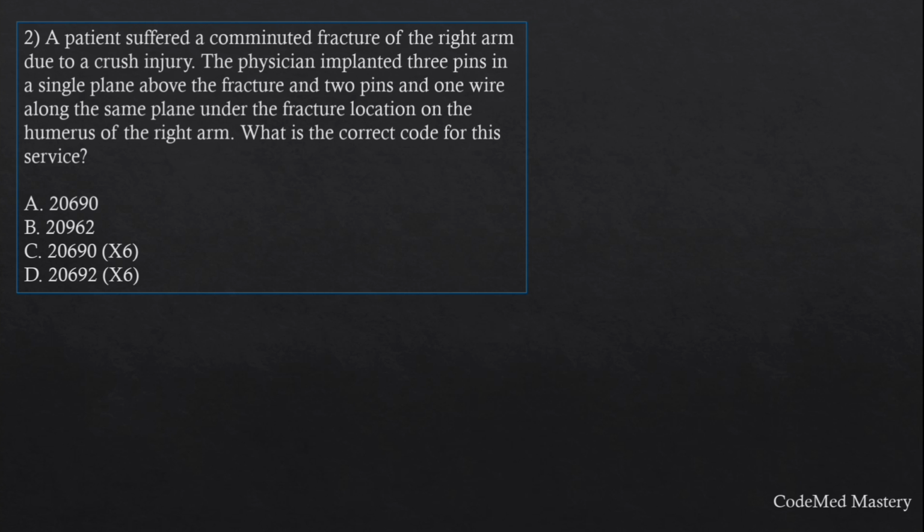Read the question. A patient suffered comminuted fracture of the right arm due to crush injury. The physician implanted 3 pins in a single plane above the fracture and 2 pins and 1 wire along the same plane under the fracture location on the humerus of the right arm. What is the correct code for this service? So in the options they have mentioned 20690, 20962, 20690, 20692. Let us check these codes.